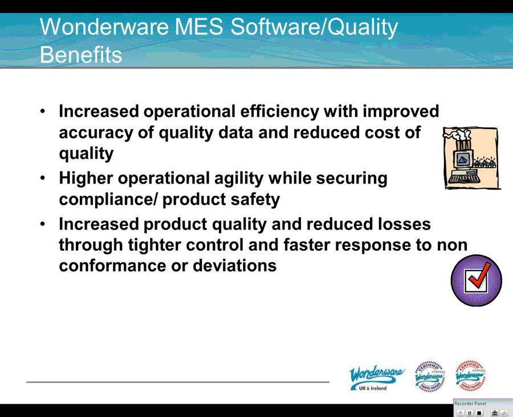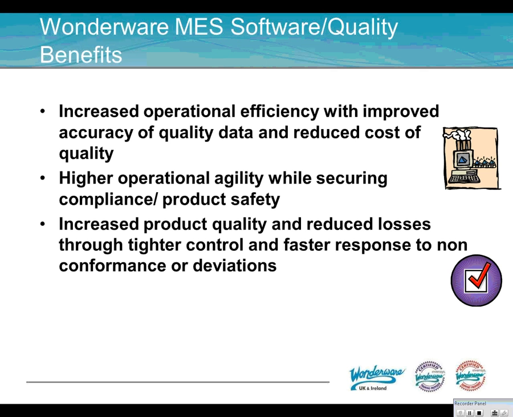Secondly, to provide a higher operational agility, so that as your production schedule changes and you're making different products at different times, obviously the quality parameters that you want to collect will depend on what it is you're manufacturing at a particular time. So being able to easily switch between different quality plans of what you're trying to collect means that you're going to meet the customer requirements for compliance and also product safety.